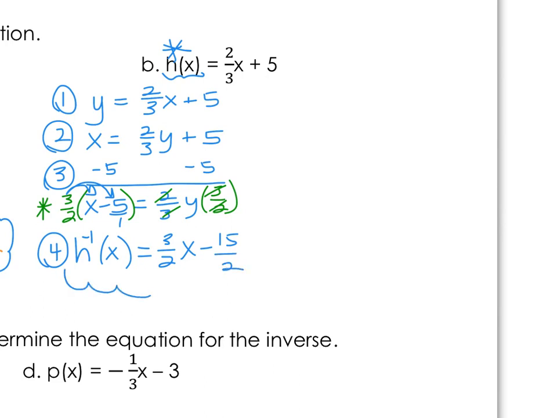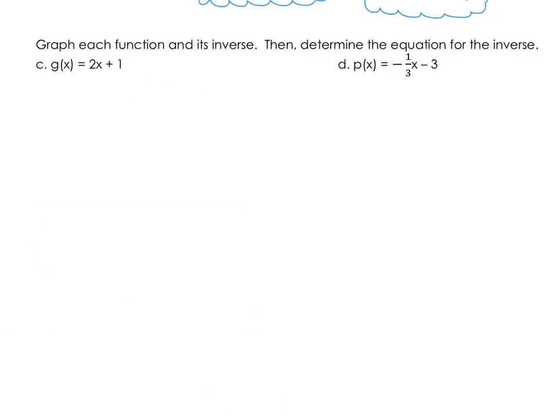The equation for the inverse of h of x is h inverse of x equals 3/2 x minus 15/2. So if you're wondering where that definition comes into play, where it's the reflection over the line y equals x, we're going to be able to see that definition when we sketch the graph.